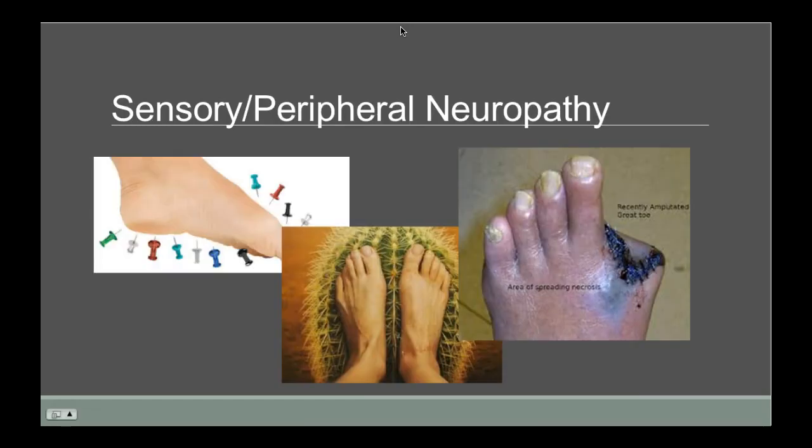Sensory or peripheral neuropathy is also referred to as distal symmetric polyneuropathy. It's the most common form. It affects hands and feet bilaterally, and what you have is a loss of sensation or abnormal sensation, pain and paresthesia, so numbness and tingling. The pain can be described as burning, cramping, crushing, or tearing.